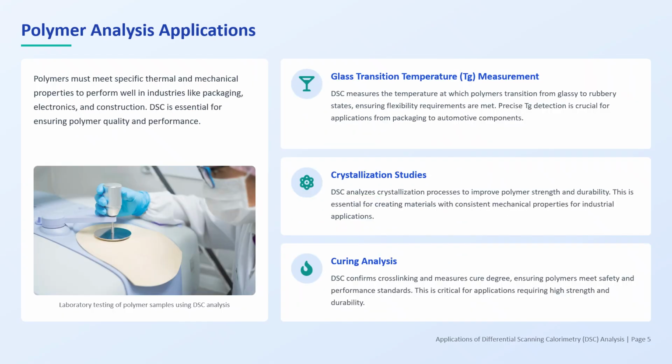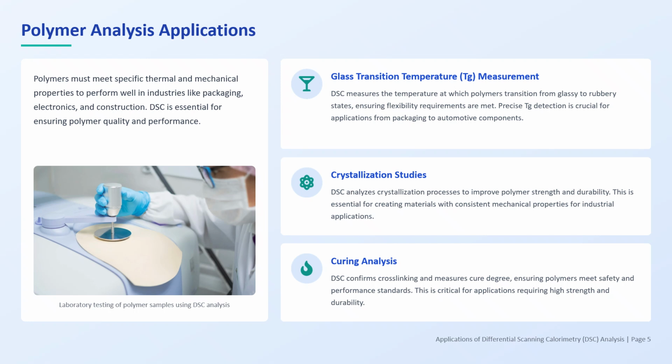Polymers are everywhere, from packaging to electronics to automotive components. Their performance depends heavily on how they respond to temperature. DSC is essential for measuring the glass transition temperature, or Tg. This tells us when a polymer transitions from rigid to flexible. A poorly defined Tg can lead to cracking, deformation, or failure in real applications.